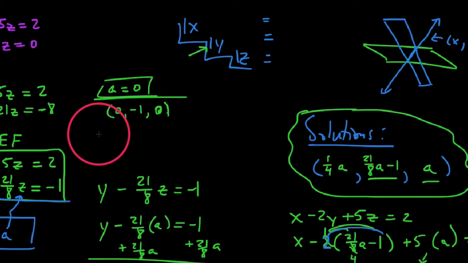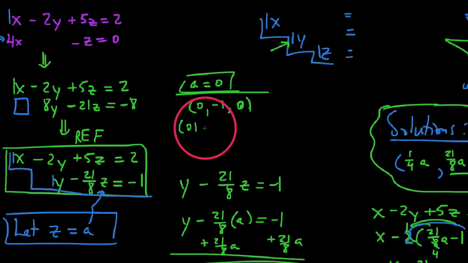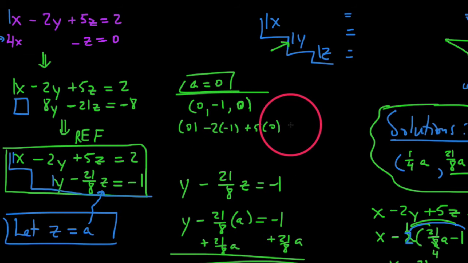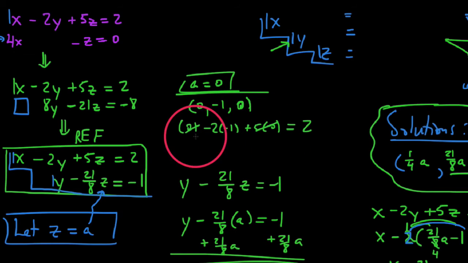And so what I notice is in my first equation I'd get 0 minus 2 times -1 plus 5 times 0. And this should come out to equal 2, but that makes total sense given that those products are 0 and -2 times -1 is 2. So it satisfies the first equation here.